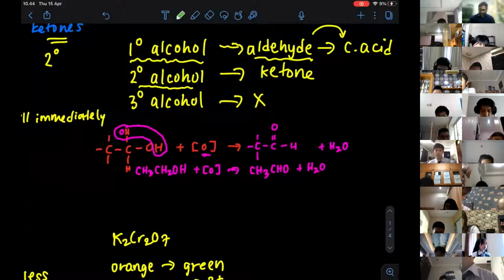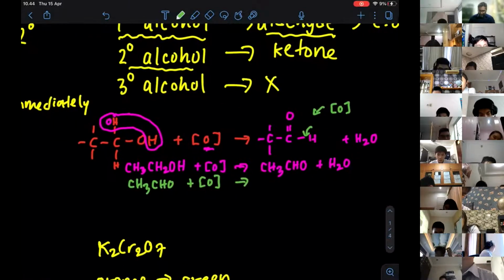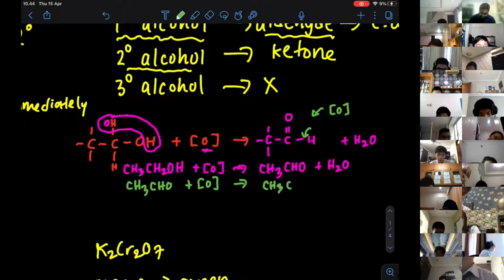If I have this aldehyde and I want to oxidize it further, I need only 1 mole of O. What will happen? It will come to this position, so you are going to get the carboxylic acid. It means that if I write down the equation, it will be CH3CHO with 1 mole of O giving me the carboxylic acid, CH3COOH. The O came in front of the H. And there is no H2O, it means it's just an addition.